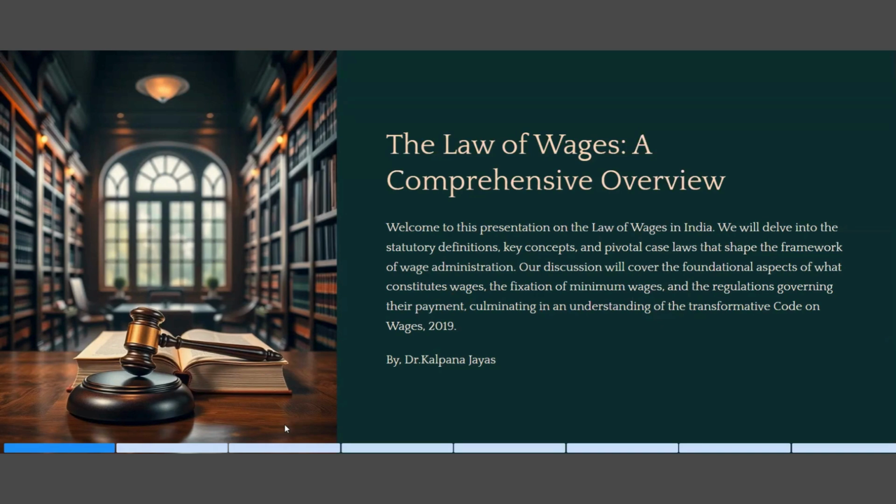Everyone, we would be discussing the law of wages, which is a very important topic of labor law. We would be trying to give it a comprehensive overview. So, welcome to this presentation on the law of wages in India. We would be exploring the statutory definitions, key concepts, and case laws that shape the framework of wage administration. Our discussion will cover foundational aspects of what constitutes wages, fixation of minimum wages, and regulations governing their payment, culminating in an understanding of the transformative Code on Wages 2019.